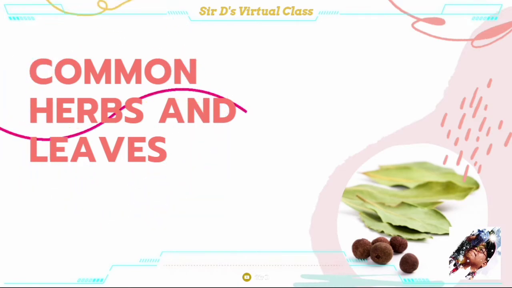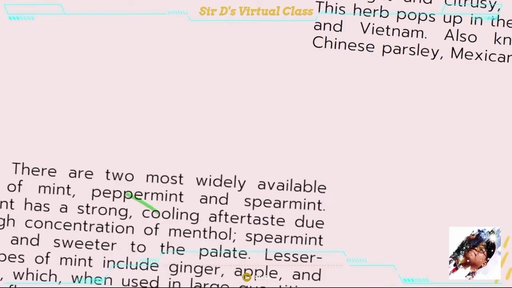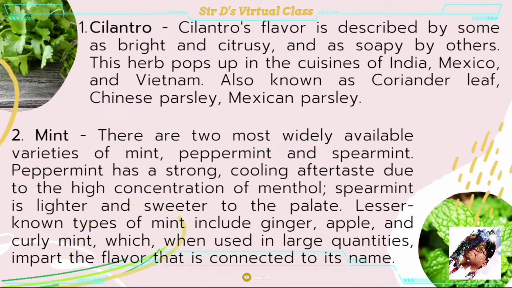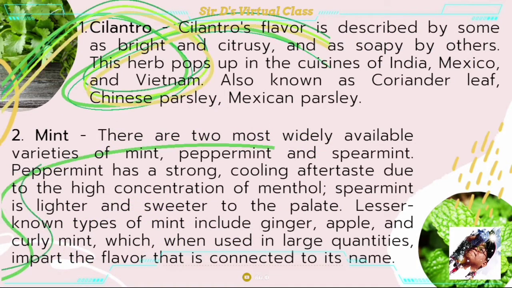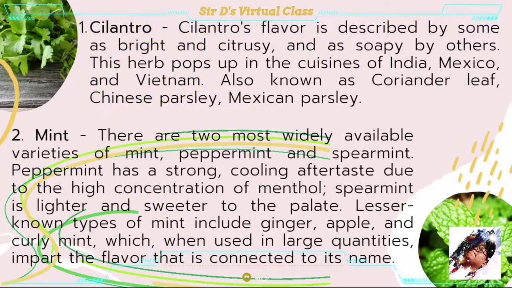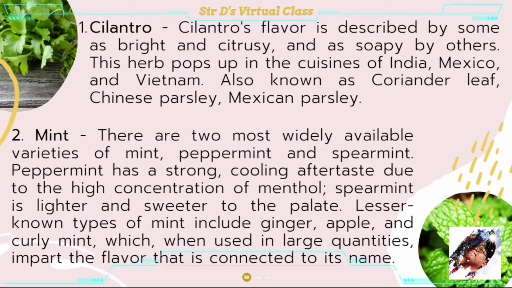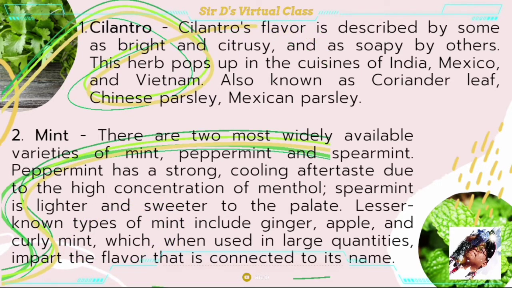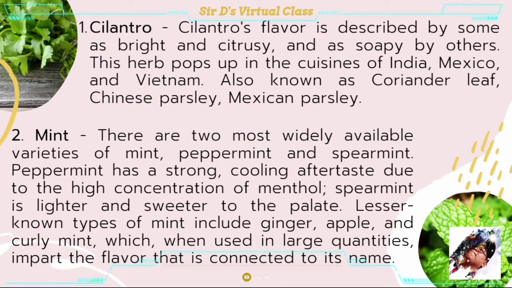Now we have common herbs and leaves. Take note class, we have now the cilantro. Cilantro's flavor is described by some as bright and citrusy, and as soapy by others. This herb pops up in the cuisines of India, Mexico, and Vietnam. It is also known as coriander leaf, Chinese parsley, and Mexican parsley.